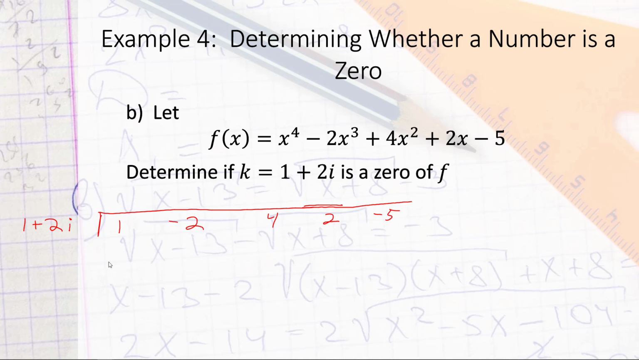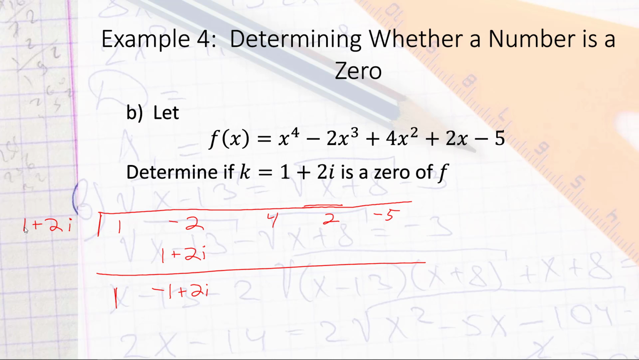Okay, make space for my second row of numbers, draw a line, and bring my 1 down. Now, 1 plus 2i is, well, that's easy. That's just 1 plus 2i. Negative 2 plus 1 plus 2i is negative 1 plus 2i.